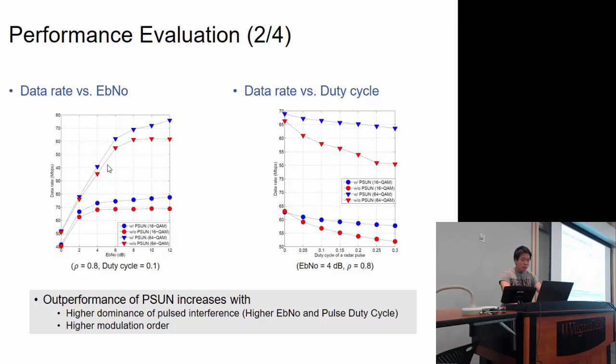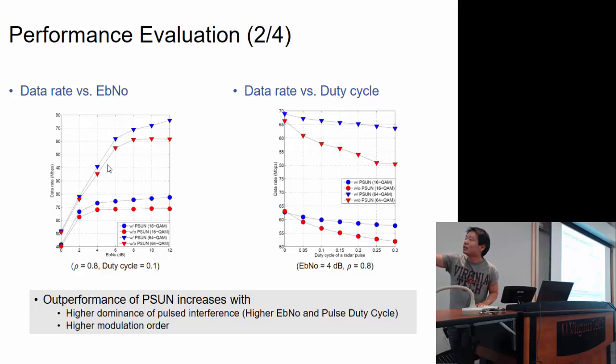And so this is the first set of the result, and I'm afraid it's not very clear. So the y-axis is data rate, throughput, in Mbps, and on the x-axis there are 2 values. The first one is bit energy to noise spectral power density, and the other one is duty cycle. For the left figure, I set the duty cycle to 0.1.